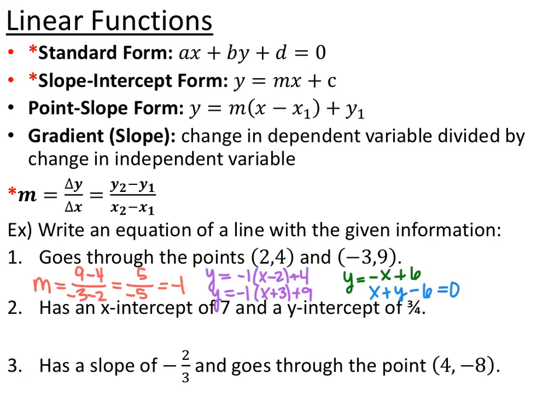So for the first one, I had to find the slope because they don't give us a slope. They just give you 2 points, (2, 4) and (-3, 9). So change in y, 9 minus 4, over change in x, -3 minus 2. Make sure they're in the same order. So you end up with 5 over -5, which is -1.